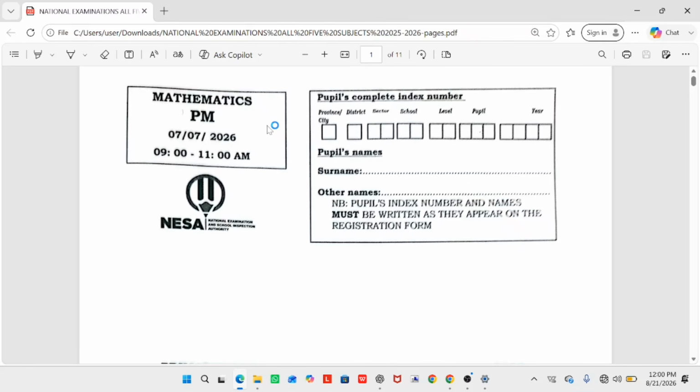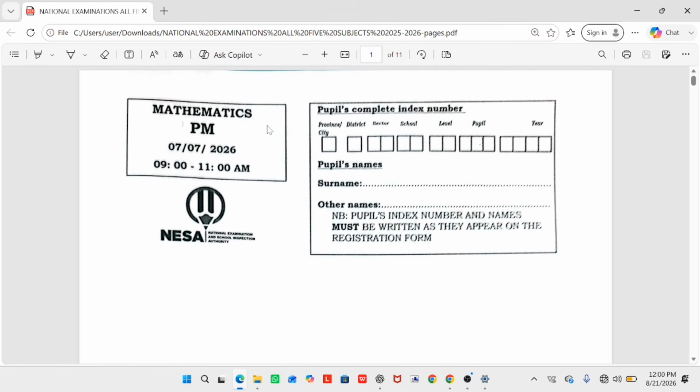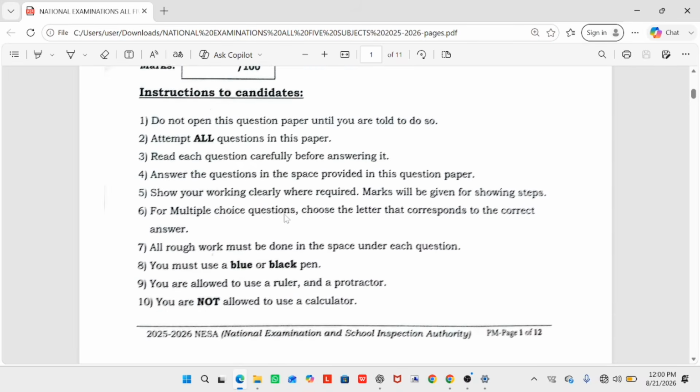Today I'm going to show you the Mathematics Primary 6 National Examination 2025-2026. This exam was done in July 2026, and you can see all the instructions, but let's start. I'm going to show you the exam, but I think I'll be making another video showing you the corrections. Today I'm going to show you how the exam was. So let's start.